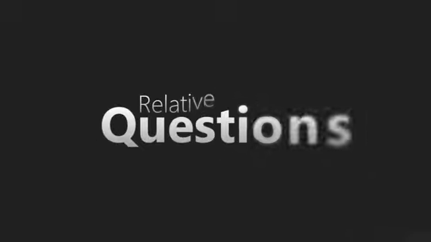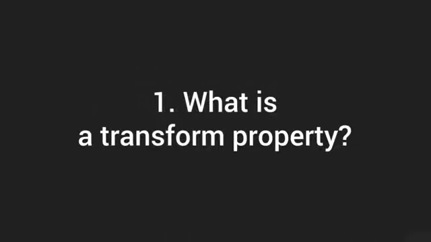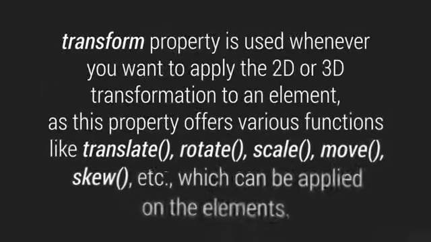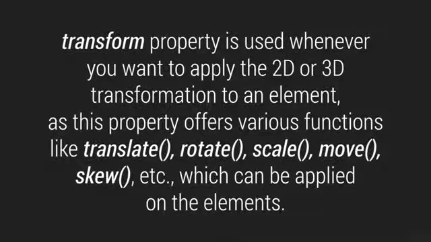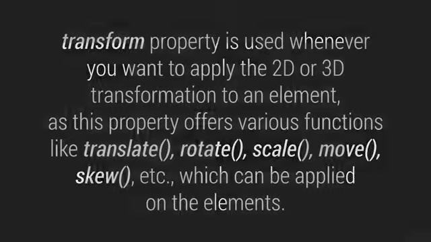Now let's talk about relative questions. So what is a transform property, or what does it do? So transform property is used whenever you want to apply the 2D or 3D transformation to an element, as this property offers various functions like translate, rotate, scale, move, skew, etc., which can be applied on the elements.